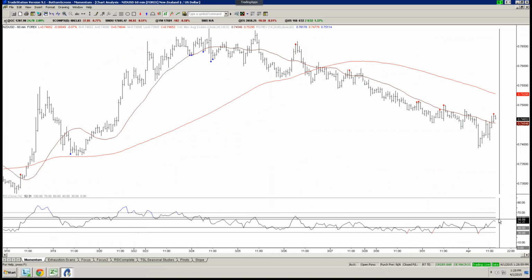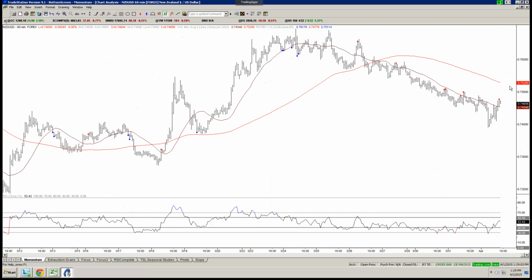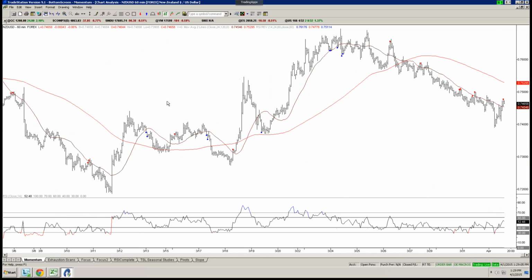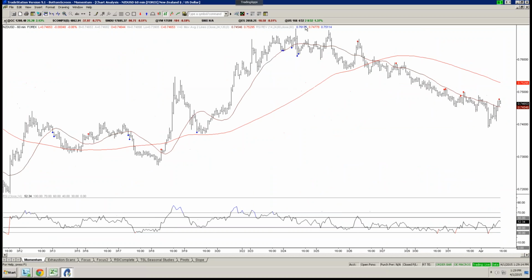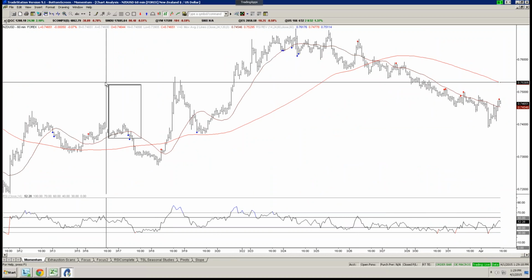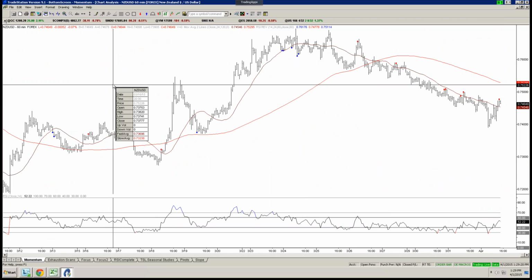RSI is below the 60 figure. That's what these red dots are here. So we're getting all these momentum sells. These aren't necessarily precise buy and sell levels. They can give pretty precise buy and sell levels, but I wouldn't go by it as a system by itself. I'd rather use it to tell me what the momentum profile is.